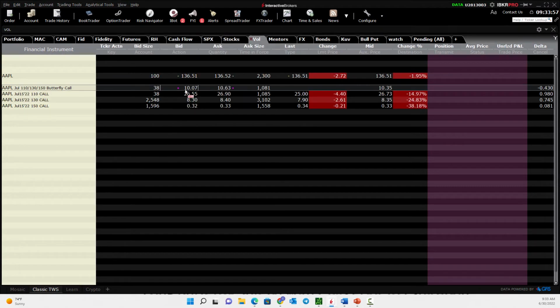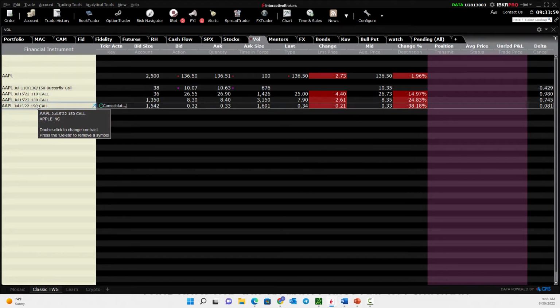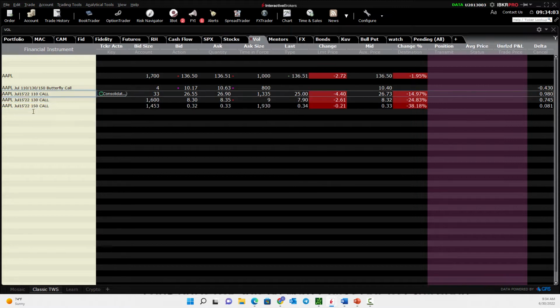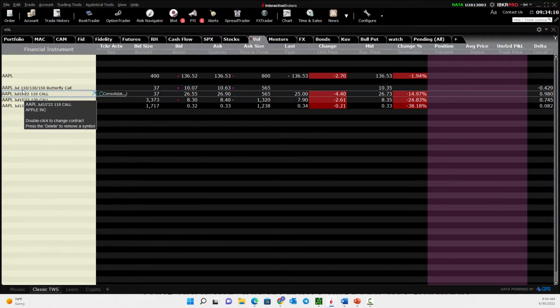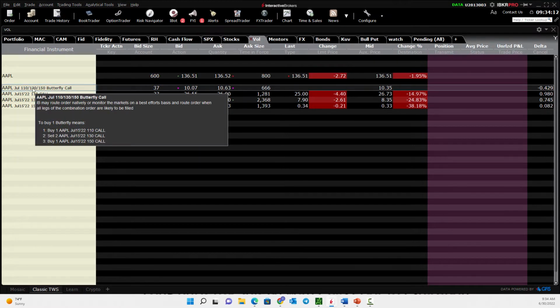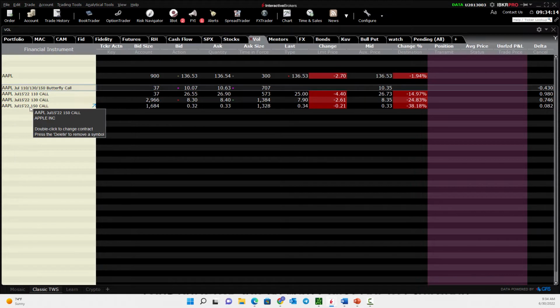So here I just build a 110, 130, 150 butterfly. This trade is going to go for anywhere between 0 and 20 in value. See, it's 20 points wide, right? 110 to 130, 130 to 150. It's a $20 wide butterfly, and look at where it's quoted. It's quoted at about 10 bucks. So it's a 50-50, 1-to-1 reward to risk ratio.